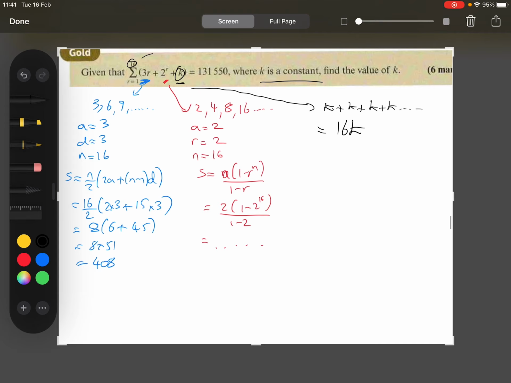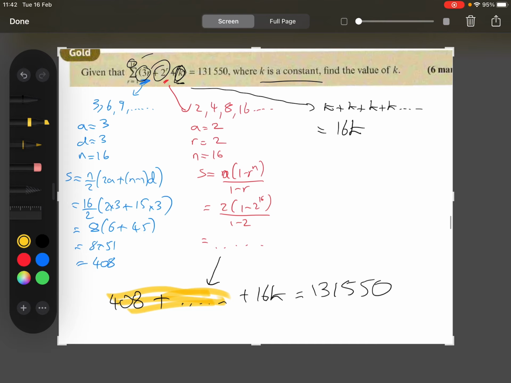So, what I can do now, I've worked out each of these terms separately. I can then add up the sums of those. So I've got 408 plus whatever my answer from the calculator was here, plus 16k is equal to 131,550. I can now take all of this away from both sides and then divide by 16 to work out what k is.